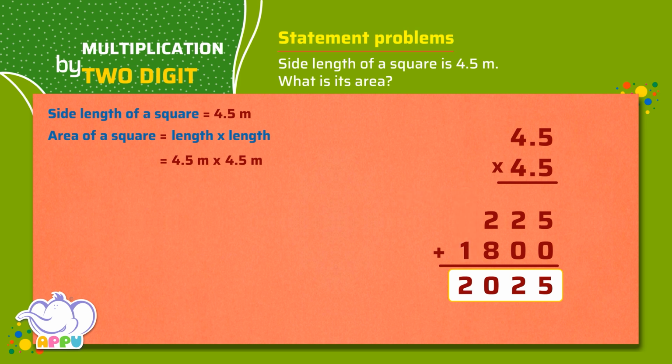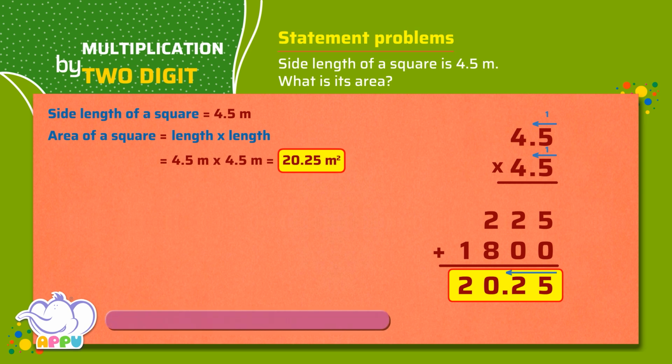Then count the digits after the decimal point for each of the numbers. Here it is 2 decimal places. We place the decimal point after 2 digits counting from the right. The answer is 20.25. So 4.5 times 4.5 equals 20.25. The area of the square is 20.25 square meters.